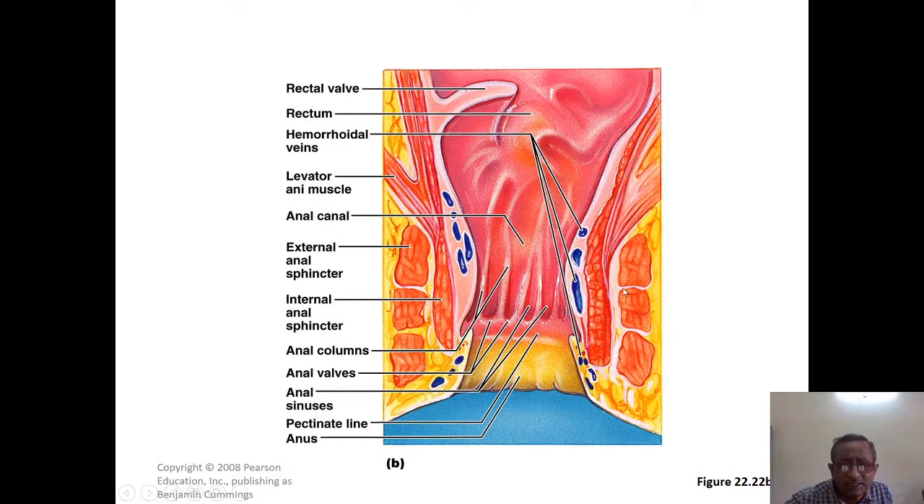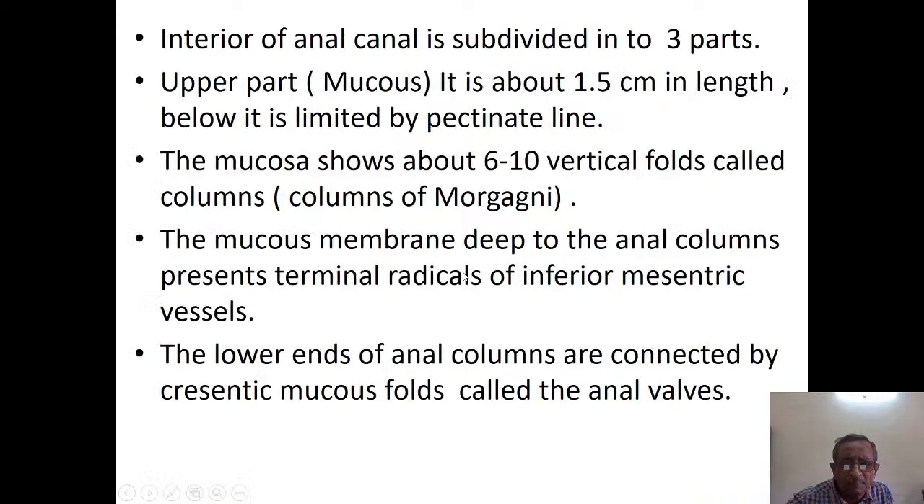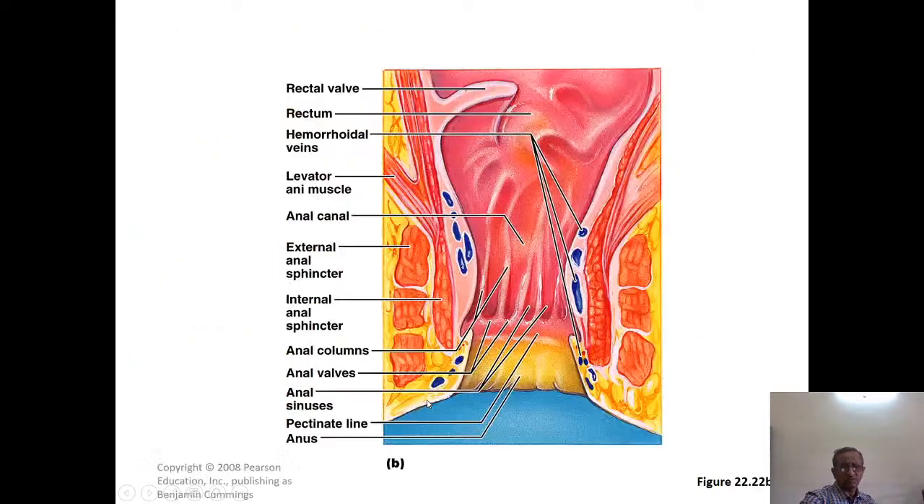The interior of the anal canal has three parts. The upper part is about 1.5 centimeters in length. Below it is limited by the pectinate line. The mucosa shows about 6 to 10 vertical folds called columns of Morgagni. The mucous membrane deep to the anal columns presents terminal radicals of the inferior mesenteric vessel. The lower ends of the anal columns are connected by crescentic mucous folds called anal valves.